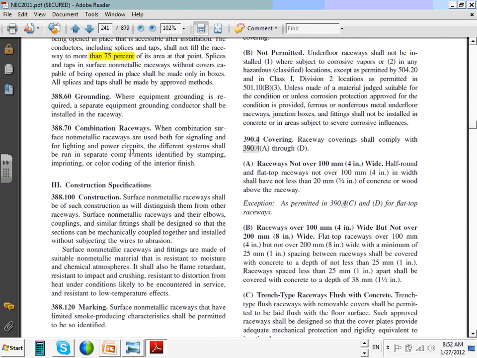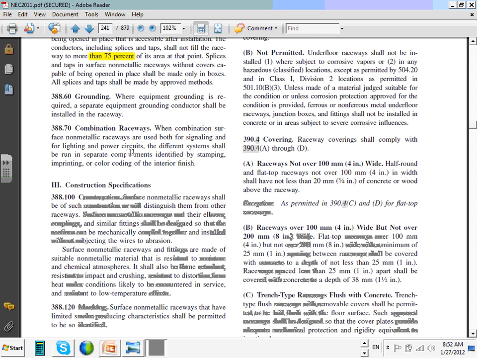For example, here's a non-metallic surface mounted raceway right here. If I pull more than 3 conductors, I have to derate because it's non-metallic. Had this been metallic, then you can go up to 30. So anyway, that's the major thing that I want to highlight.